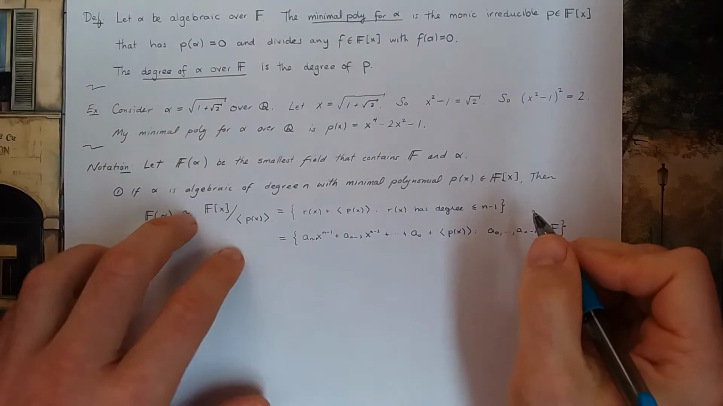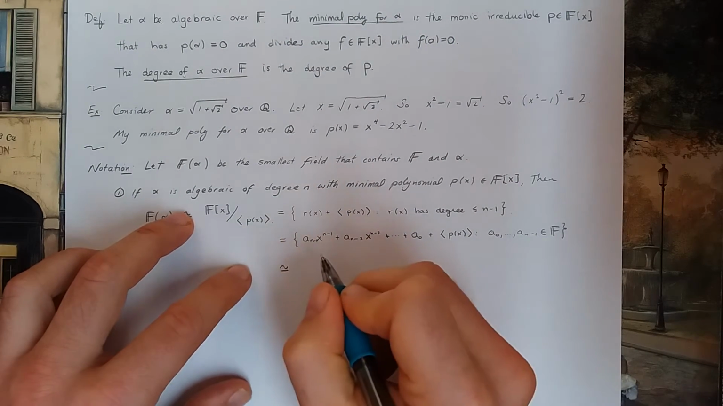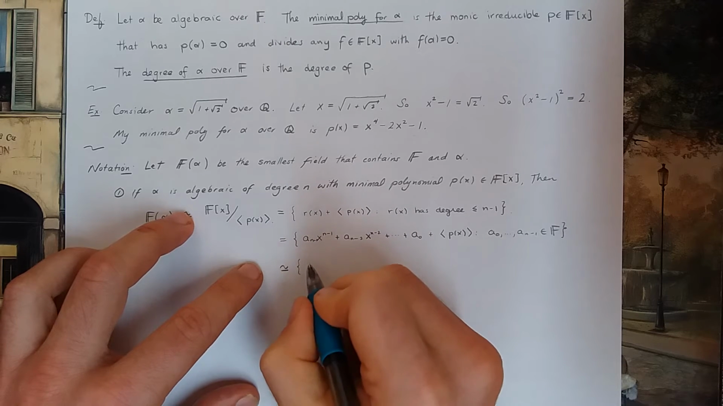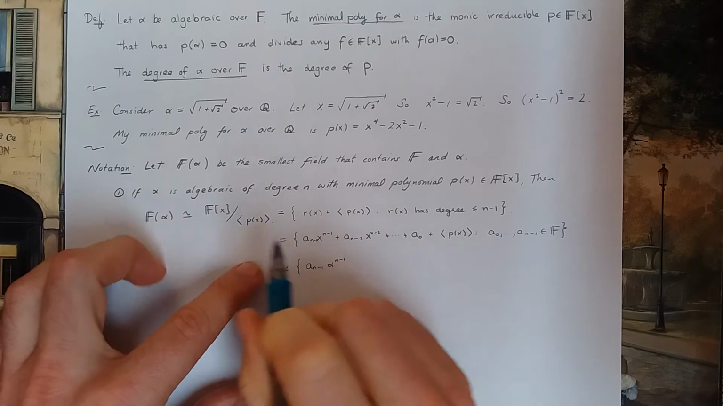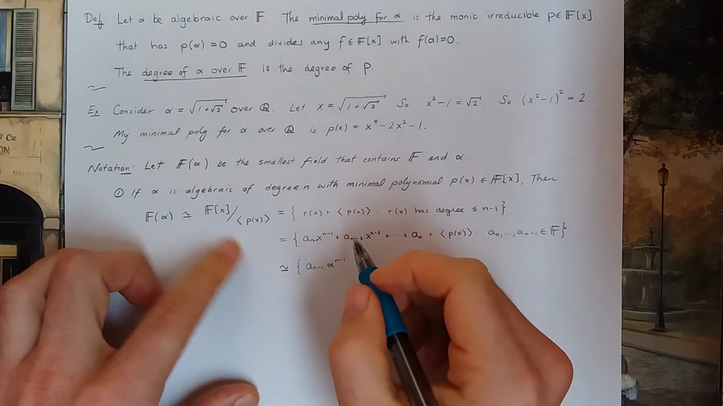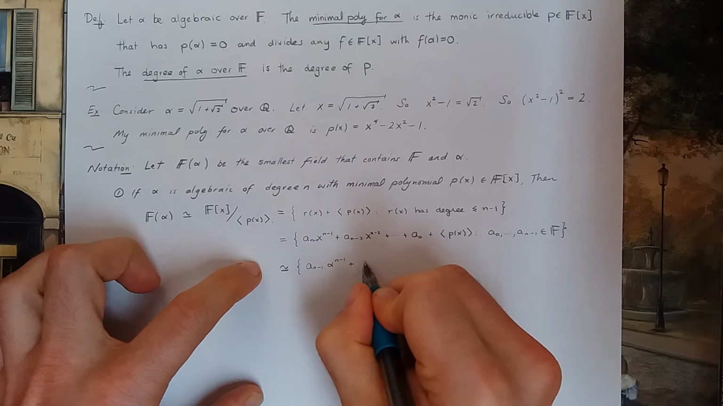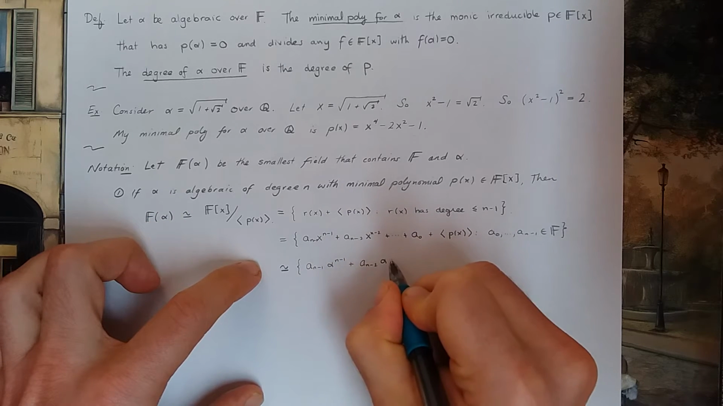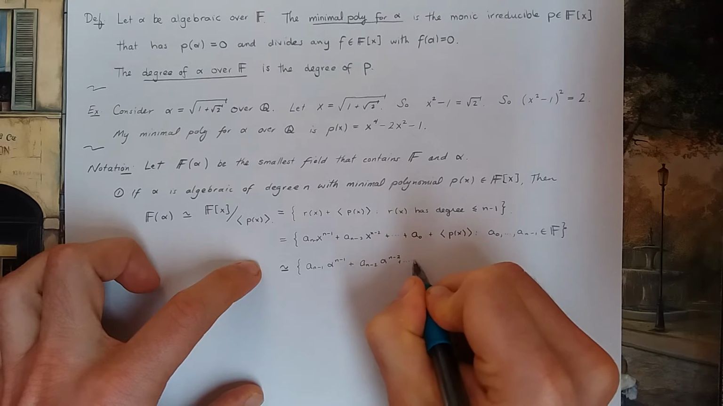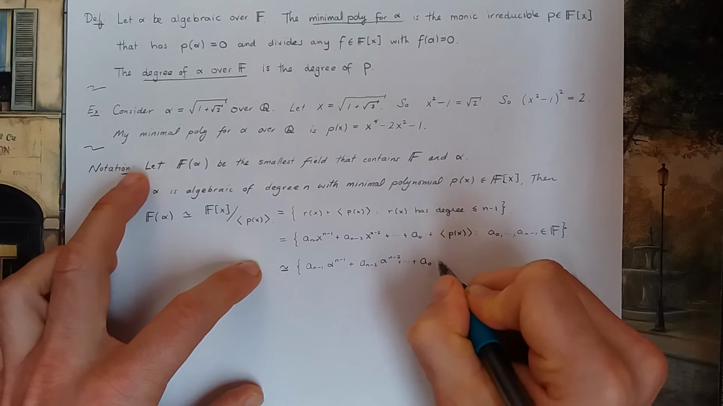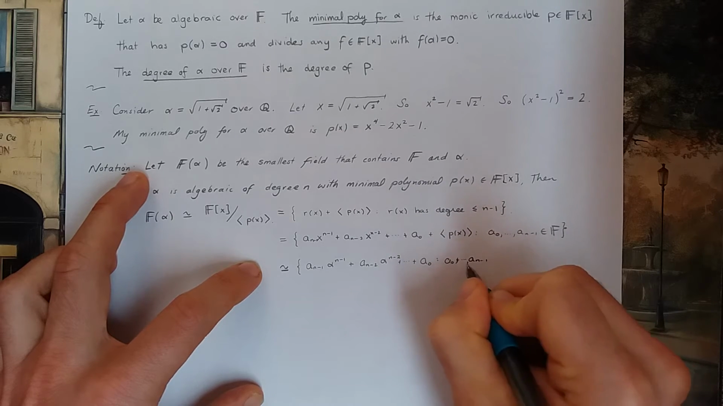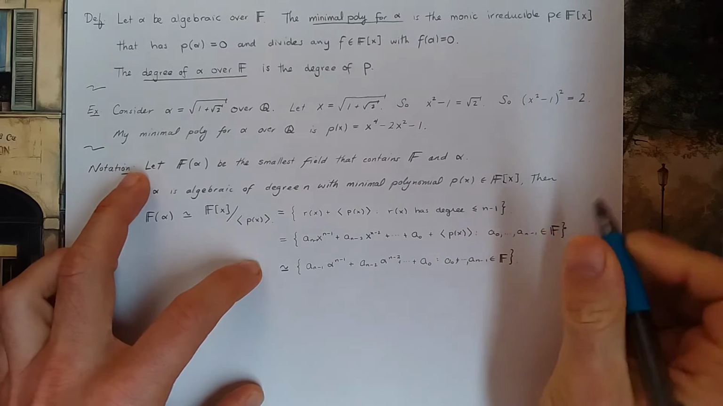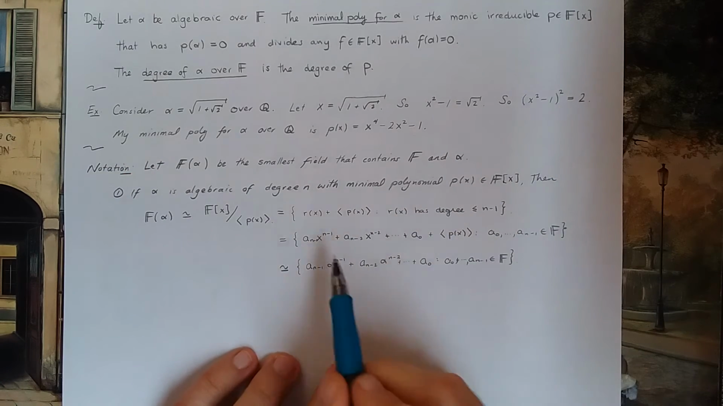Now, I could say that this is isomorphic to the following. This is isomorphic to a_{n-1} alpha to the n-1 power plus a_{n-2} alpha to the n-2, all the way up to a_0, such that a_0 up through a_{n-1} are elements in my field, where alpha is this algebraic number of degree n that I have up here. So what I've just done here is I've taken, you could think of it as taking the x's and replacing it with alpha.